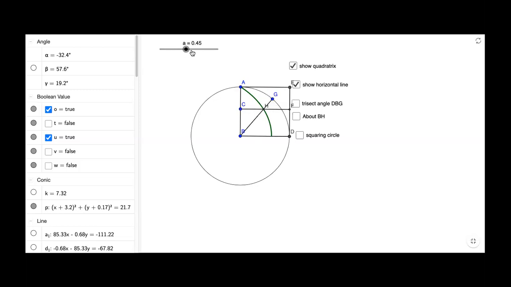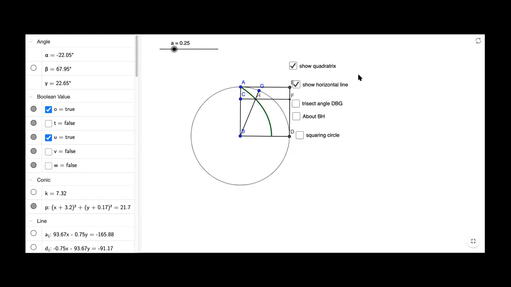The way we make the point move, though, is through this slider. I don't think you could drag these actual points here. You have to move the slider. Okay, and that's a quadratrix. Now let's see some properties of the quadratrix.